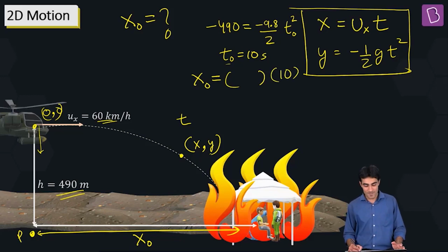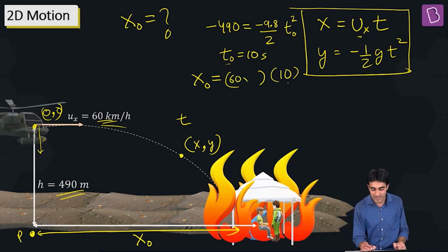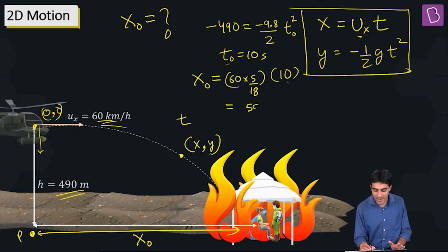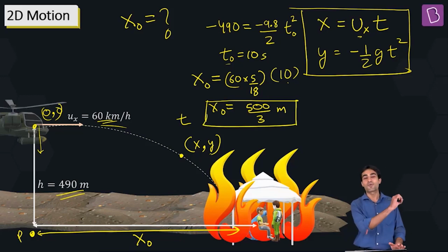Good. Now this ux, what is this ux? Ux is 60 kilometers per hour, but this is in kilometers per hour, and we have put the time in seconds. So why not convert 60 kilometers per hour into meter per second? This would be 60 times 5 by 18. This is how easily we convert kilometers per hour into meter per second. And this is giving us 500 by 3 meters. This is the value of x naught, and this is the answer for our question.